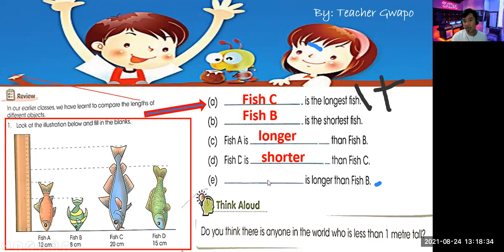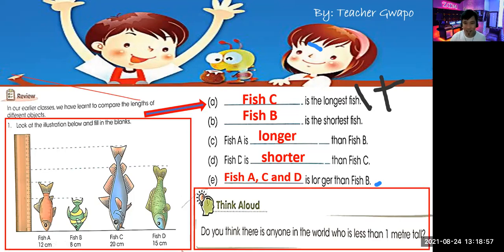So we can say here that fish A, C, and D are longer than fish B. Okay, so we can say fish A is longer than fish B, fish C is longer than fish D, and fish D is longer than fish B. So we can give 3 answers in here. Okay, now here, let us think.